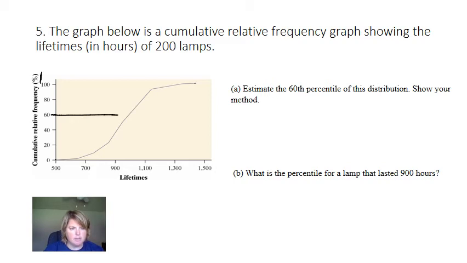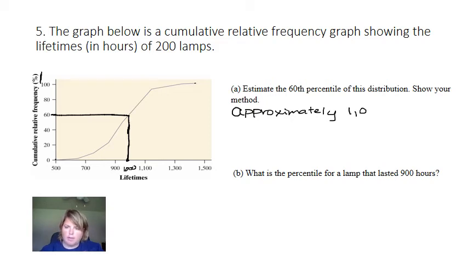Easier said than done on this. Not too bad. And then you have to go straight down, and this will tell you what score it's at. That looks like it's about 1,000, somewhat halfway between the two. So we would want to say that it's approximately, it doesn't have to be complete sentences or anything like that, approximately 1,000, and then instead of putting lifetimes, we see that lifetimes means hours. Okay, so approximately 1,000 hours.